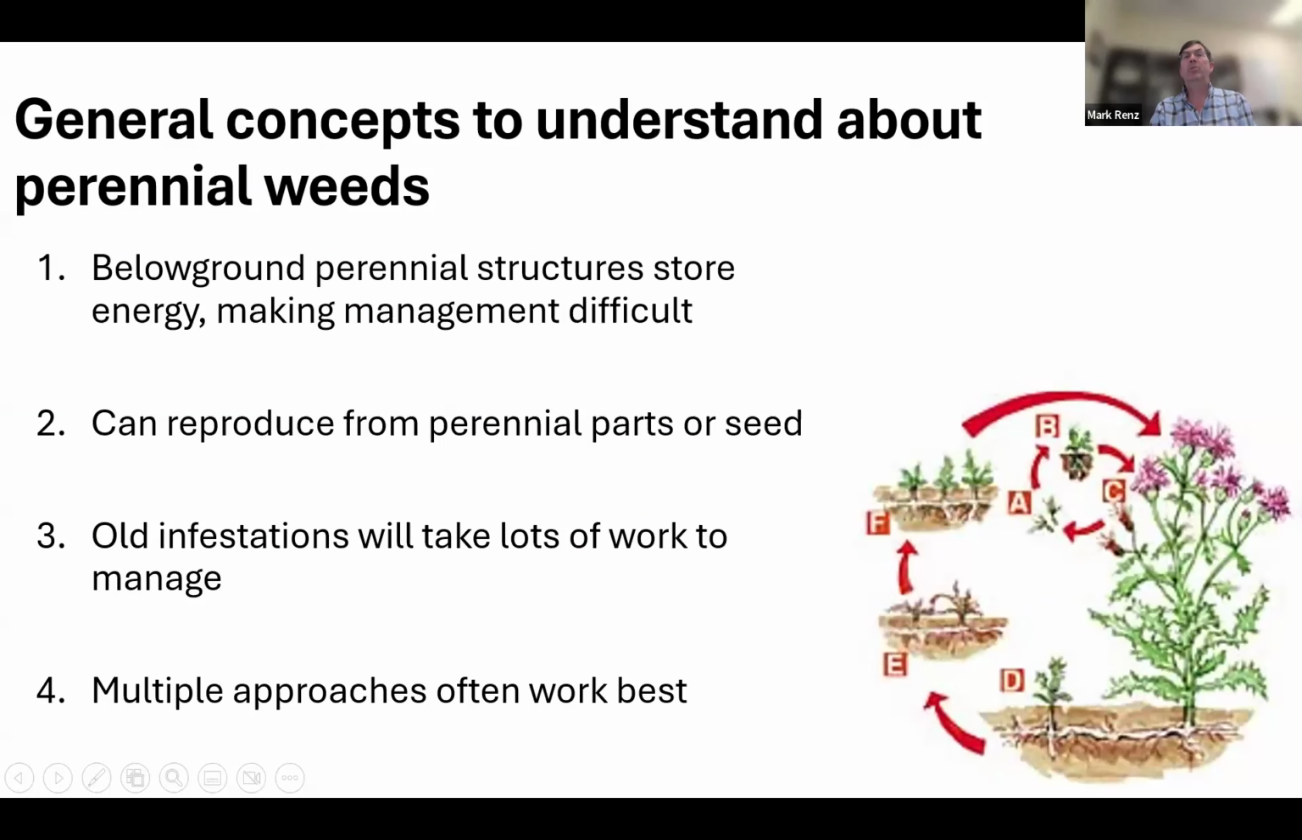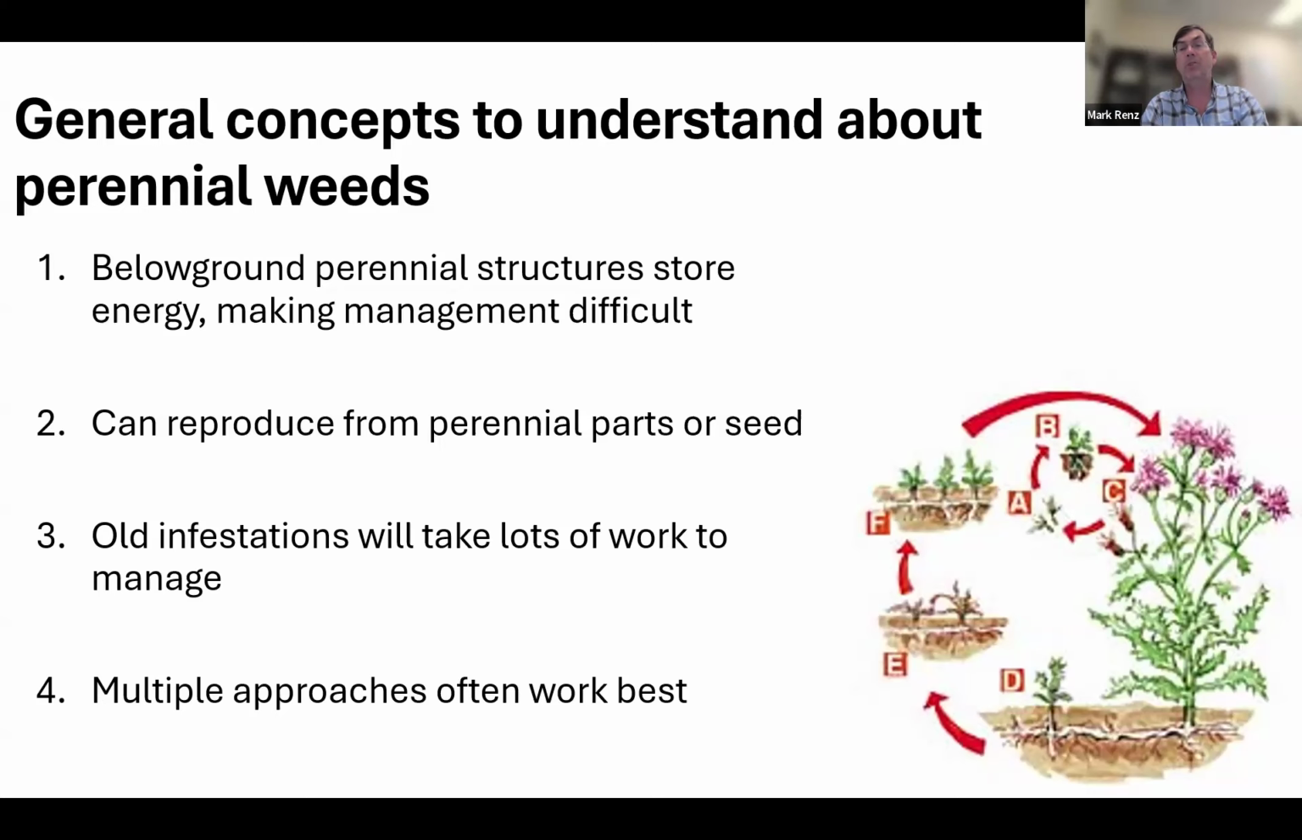Now let's talk a little bit about some of the general concepts to understand when managing perennial weeds, because this will help you as you develop a plan. I came up with 4 key points. Point number 1 is we have to realize that all of these plants and many of the other difficult to control weeds have these below ground perennial structures that store large amounts of energy in the soil. Often upwards of 80 to 90% of the overall biomass is stored below ground, and this makes them really difficult to manage.